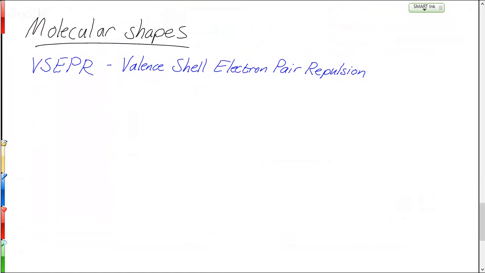And it's actually a very simple theory, even though it's surprisingly predictive and it works very well. The idea here is just that electrons repel each other. Electron pairs are going to repel each other and want to be as far away from each other as possible.